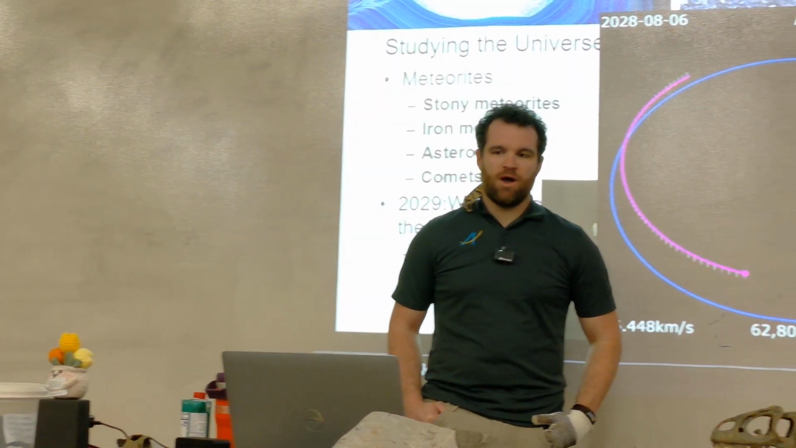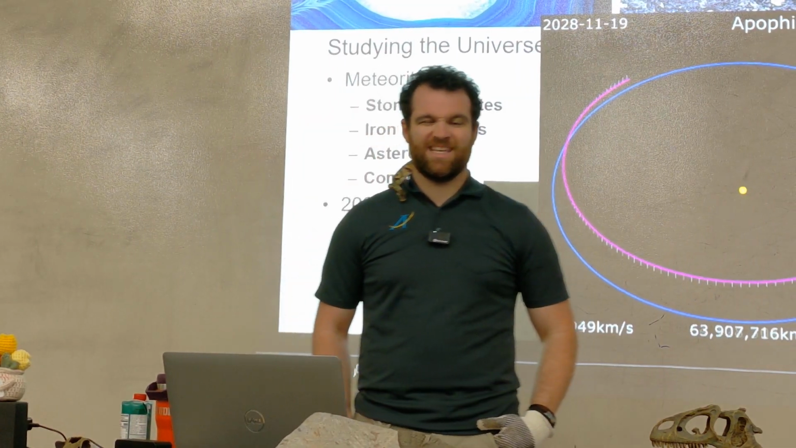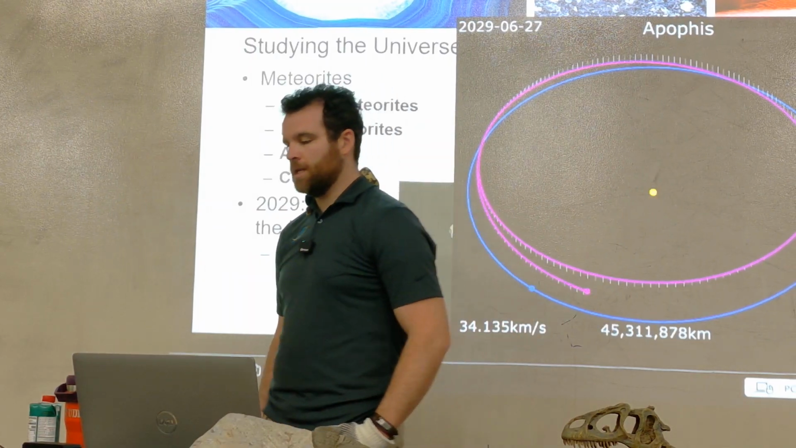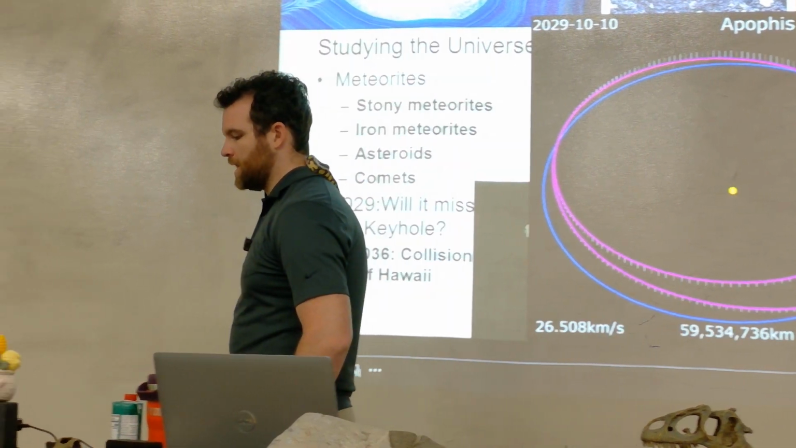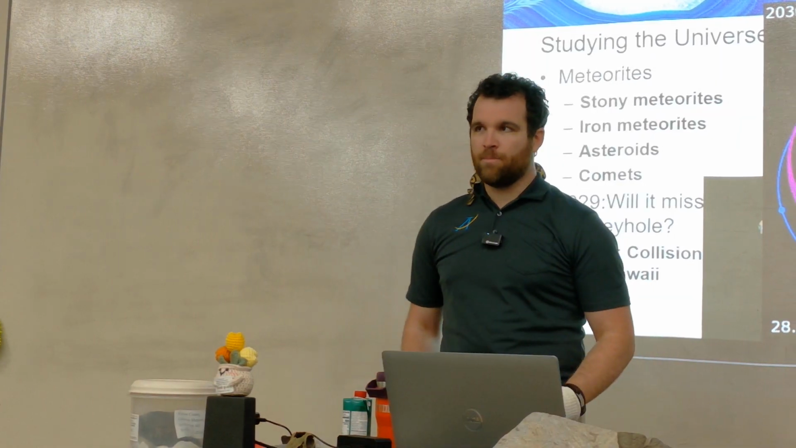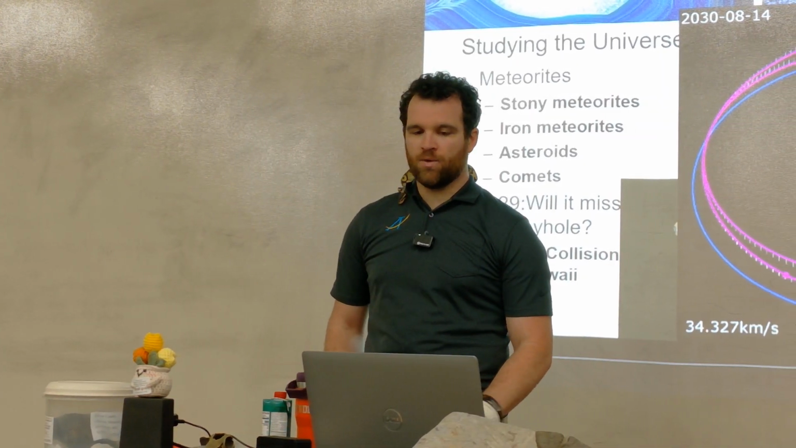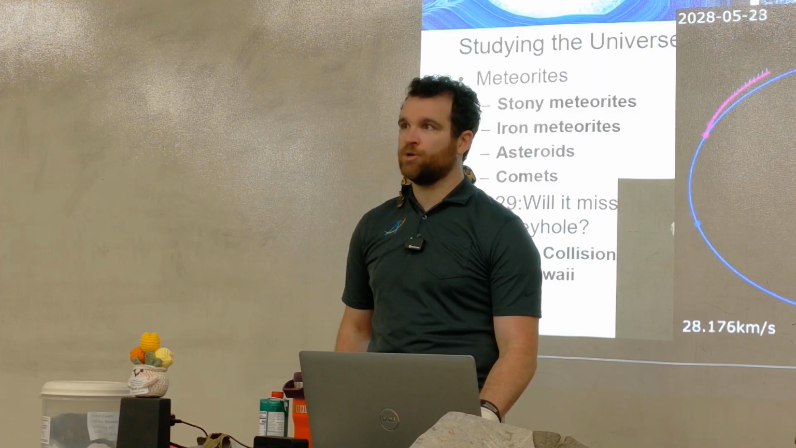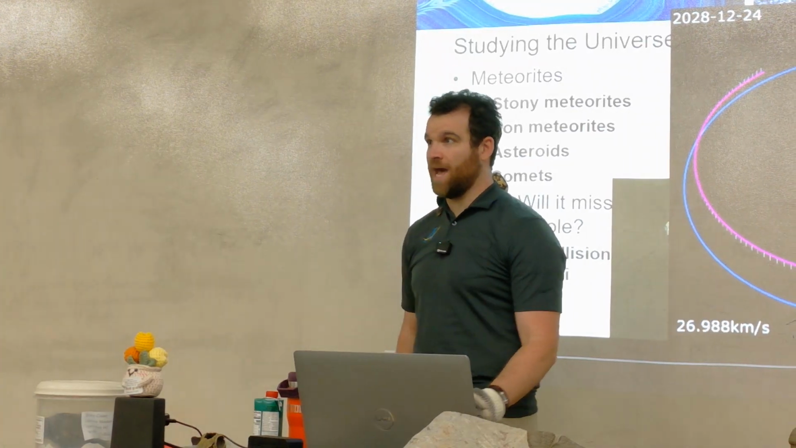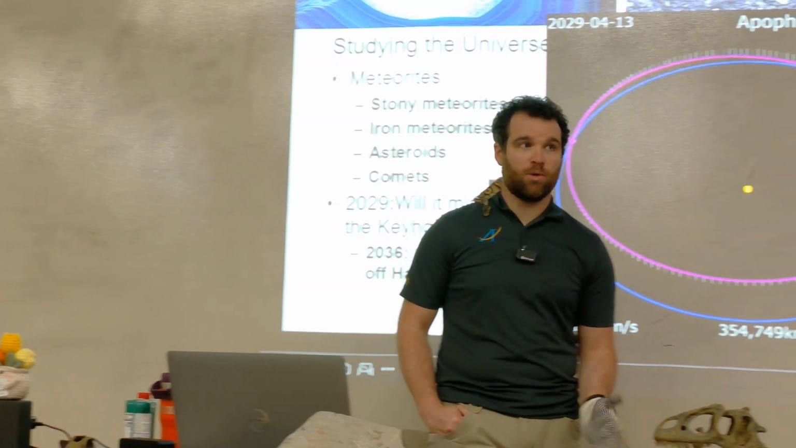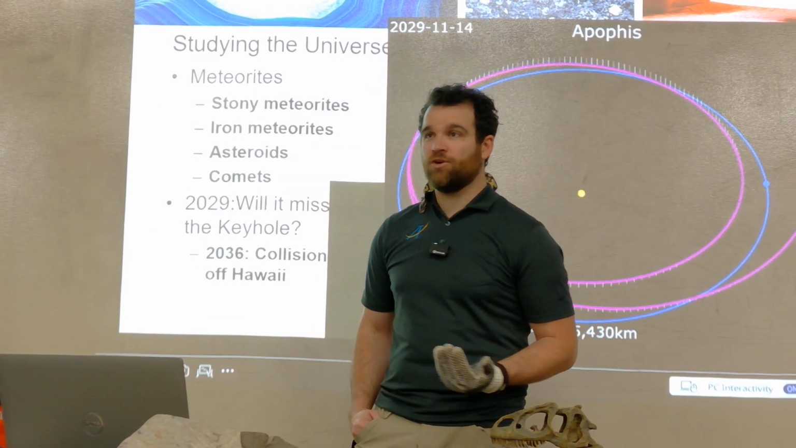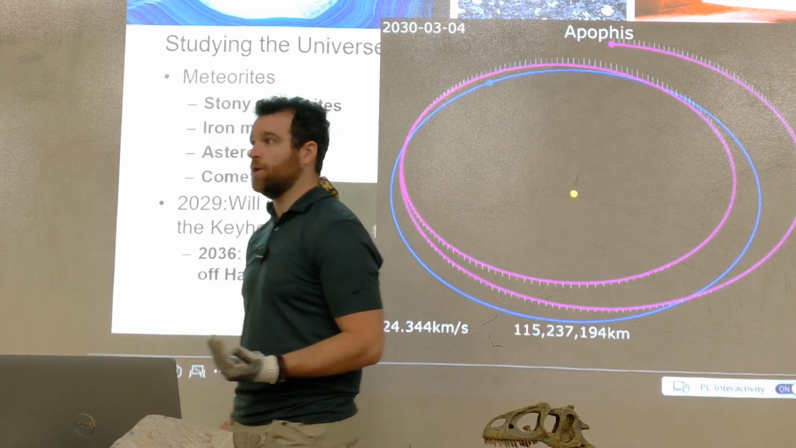Now, there is a possibility it may hit Earth. If in 2029 it passes close enough that on its way between Earth and our moon, it goes through this 400-kilometer hole, we call it the keyhole. Okay? If it goes through that, Earth's gravity will yank it just a little bit closer, enough that in 2036, instead of passing by, it will hit Earth.